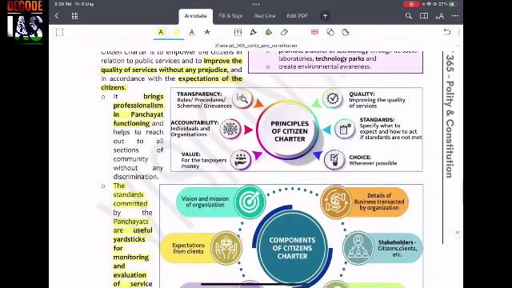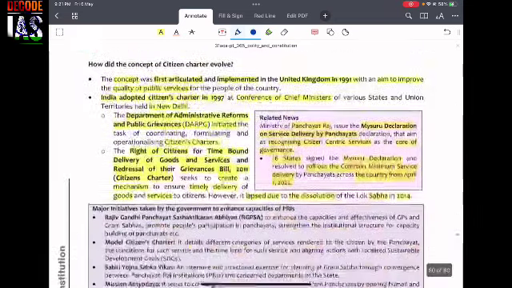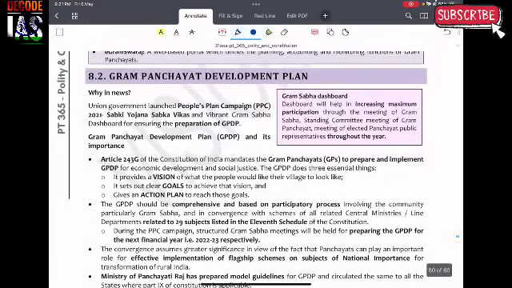Now, there are certain things which are mentioned. Say, for example, the principles of Citizens Charter. This is mentioned here. First, transparency, then accountability, then value, choice of the people, standards and quality. These are the areas which need to be ensured by the government, because those are the principles of Citizens Charter. If any of these principles gets hampered, it will hamper the ultimate consumer, that is the citizens. And therefore, that would be bad governance. That would be an example of bad governance. All right. So this is the topic. Next topic would be Gram Panchayat Development Plan.